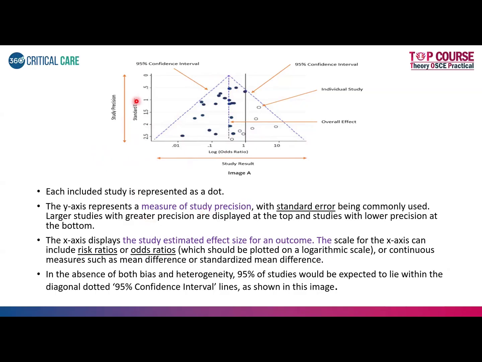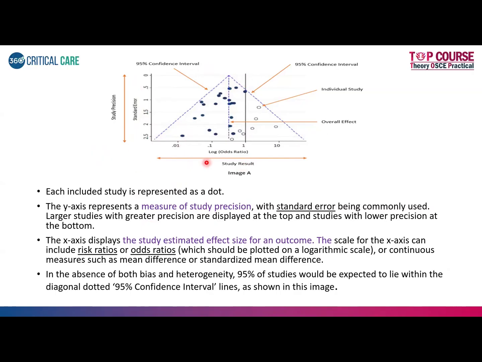All the studies are within this 95% confidence interval. The y-axis is represented by a measure of study precision, for example, a standard error. The more precise studies are towards the top of the funnel, and the less precise studies are towards the bottom of the funnel.